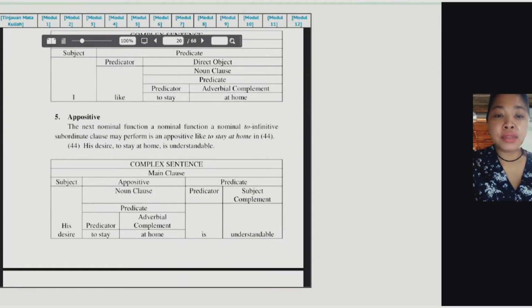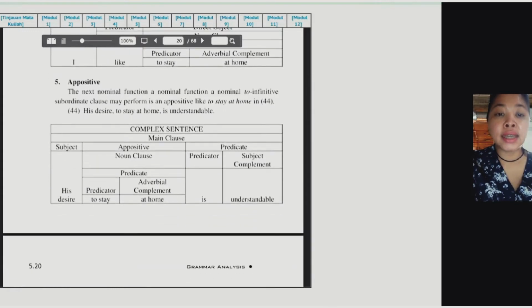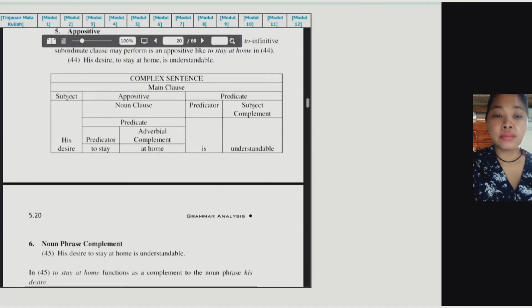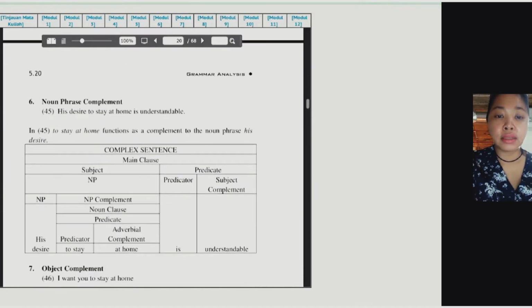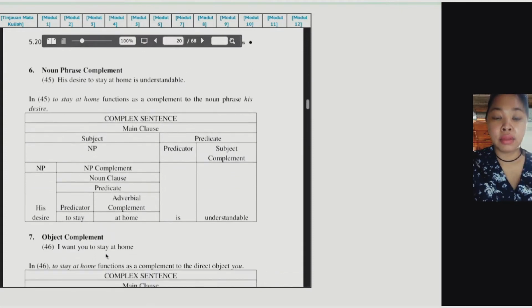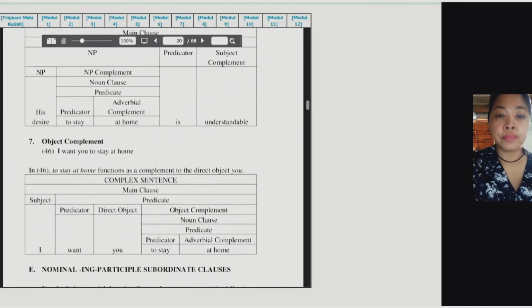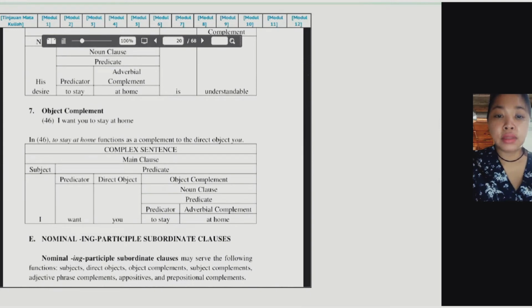And then an appositive is desire. Appositive: to stay at home is understandable. And noun phrase complement: his desire to stay at home is understandable. And for object complement, after the direct object, I want you to stay at home.